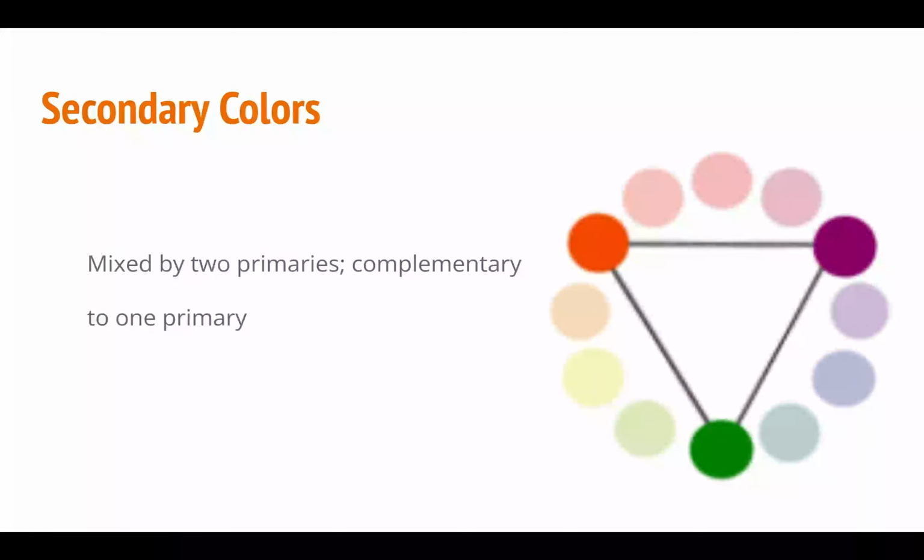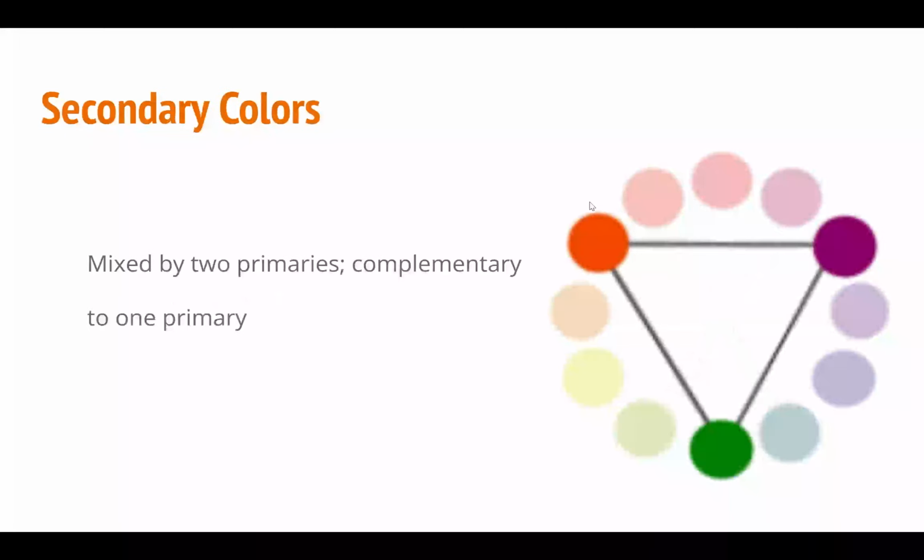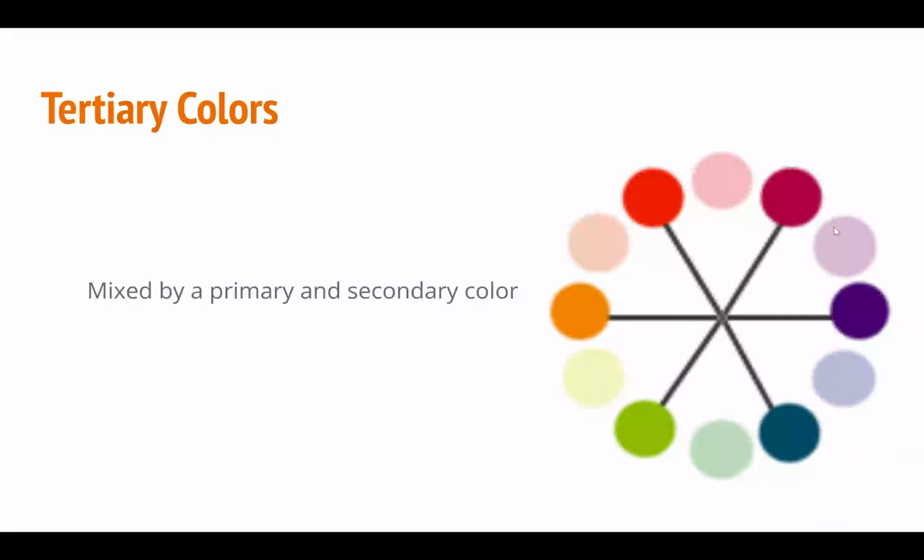You have your secondary colors, so these are the ones that are mixed by combining two of your primaries together. So, blue and red make purple, blue and yellow make green, yellow and red make orange. And then they're usually complemented by colors on the other side. And then you have your tertiary colors, which are like a mixture between your primary and secondary.